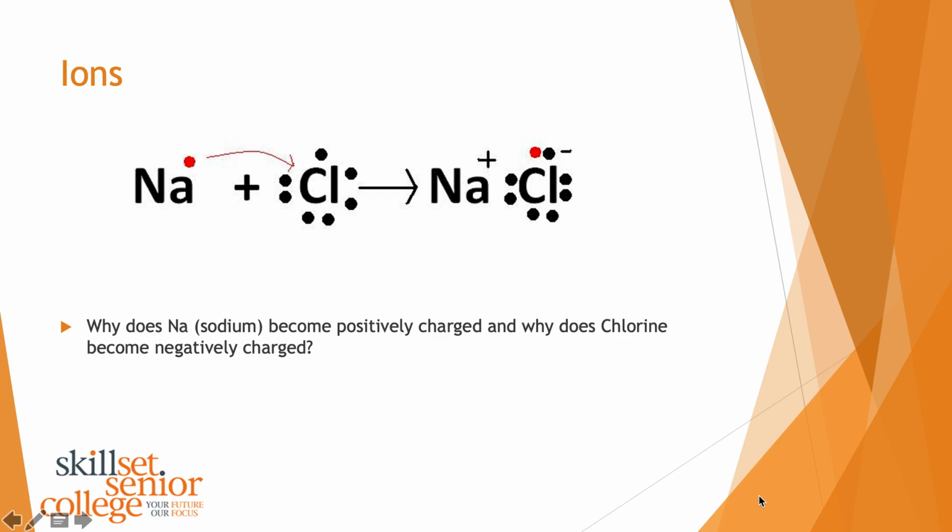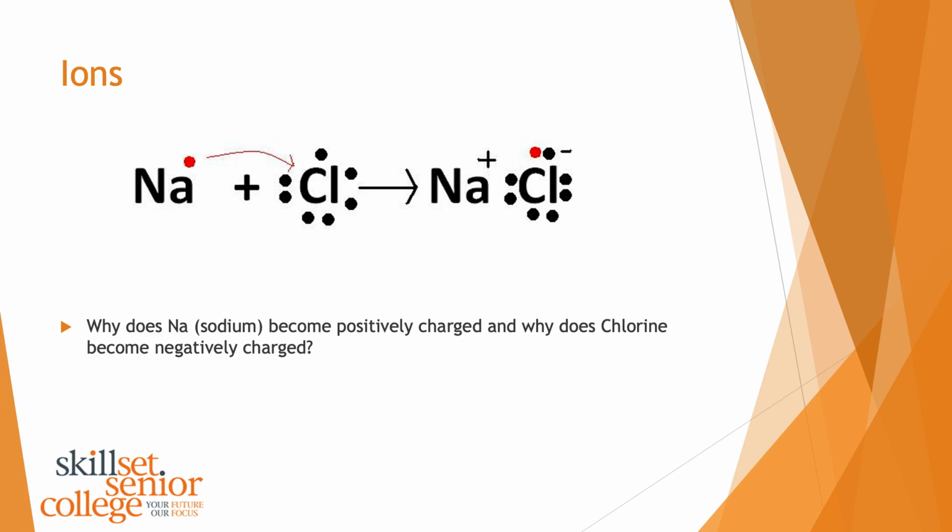In the last lesson, I showed you sodium reacting with chlorine to make sodium chloride. And it was fairly straightforward when we look at the valence electrons, with the red dot becoming part of chlorine. So the sodium is sharing its electron with chlorine, and chlorine is gaining that electron as well. What I said though was, what does this mean? Why is there a plus and why is there a minus? So why does sodium become positively charged? That's what the plus means, positive charge. And why does chlorine become negatively charged? So we're going to think about that today.